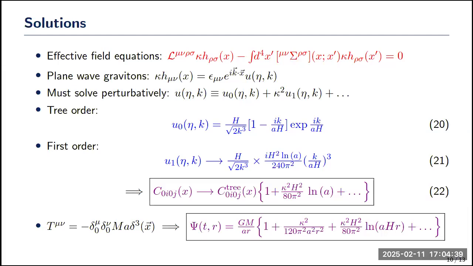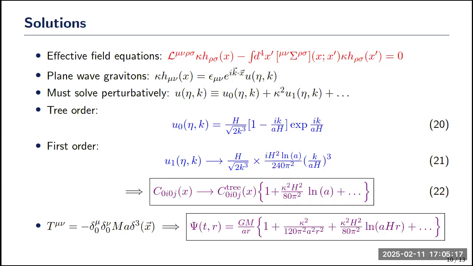Okay, so that permits a solution at late times. And the way that solution goes is like this. The first thing, the most striking feature about it, is that it grows like the logarithm of a. So it has some secular growth to it. In order to demonstrate this growth of the correction, we repackage it into the electric part of the Weyl tensor, C0I0J of x, which goes like the tree order result plus a correction that goes like GH squared times the logarithm of a. So we get secular growth in the one loop correction.